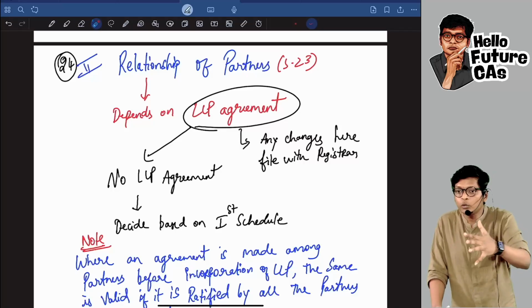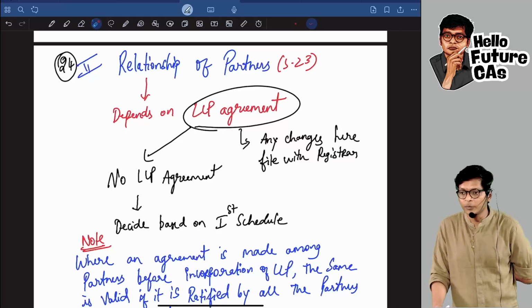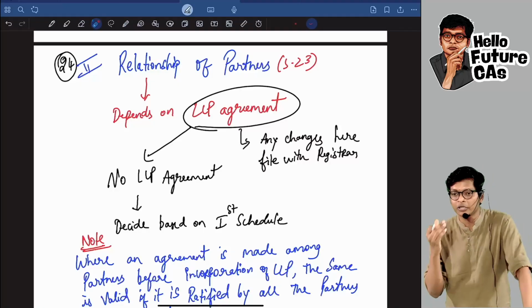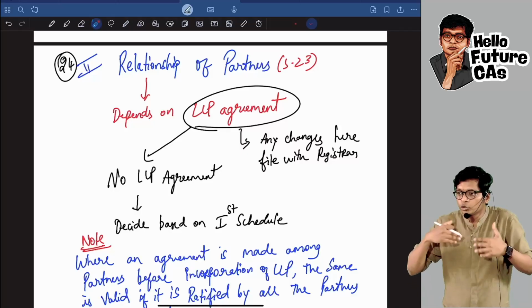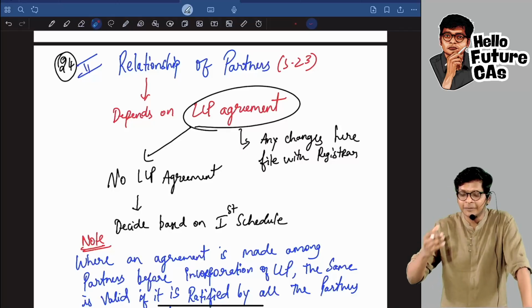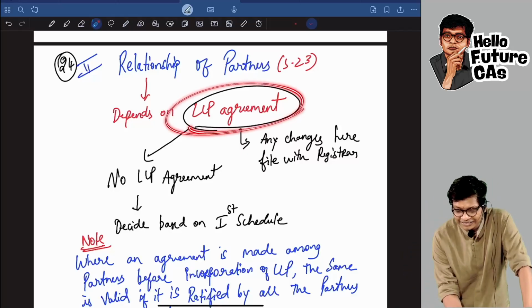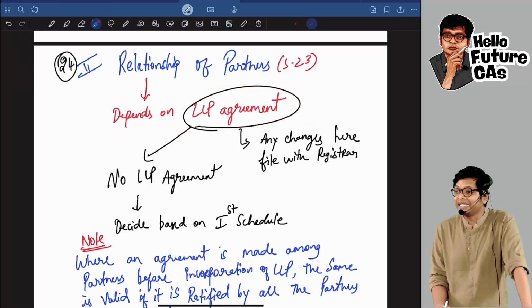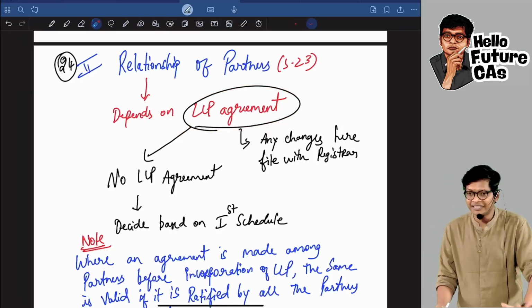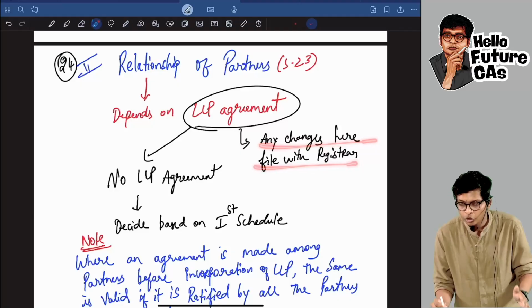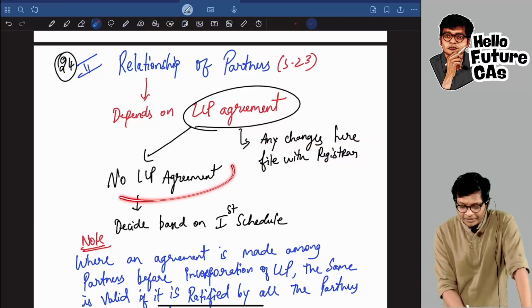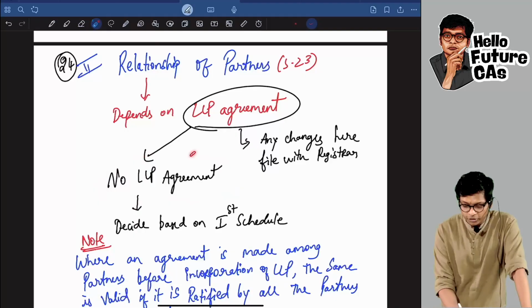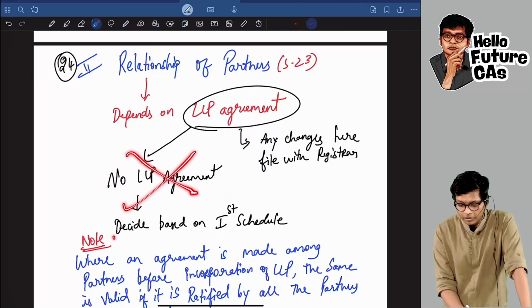Partners have equal profit sharing ratio. If the deed is silent on remuneration, there is no right to receive remuneration. Like that, between partners, who is going to do what? Which partner is going to sleep? Which partner is going to do the work? All that is there in the LLP agreement. Are you following, guys? Any changes also you can go and file with the registrar. But LLP agreement is optional. If I don't have an LLP agreement, we have the first schedule.